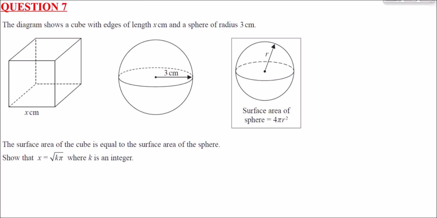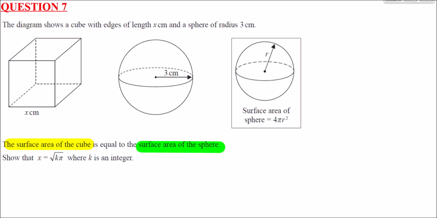Question 7. We've got a diagram showing a cube with edges of length x centimetres and a sphere of radius 3 centimetres. And importantly, we're told the surface area of the cube is equal to the surface area of the sphere. So let's lead with this. The surface area of the cube, compare that to the surface area of the sphere.